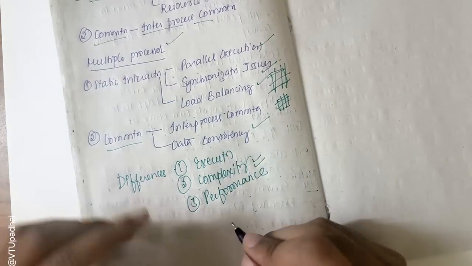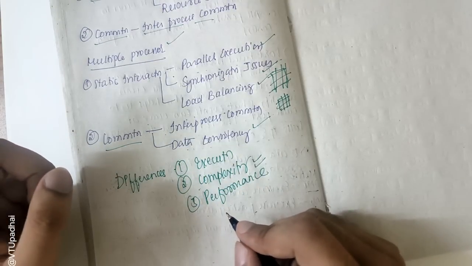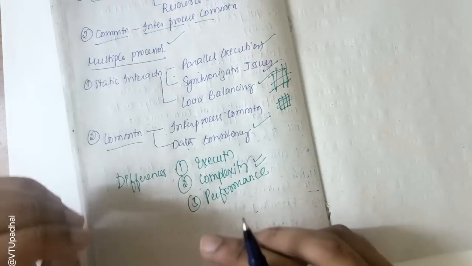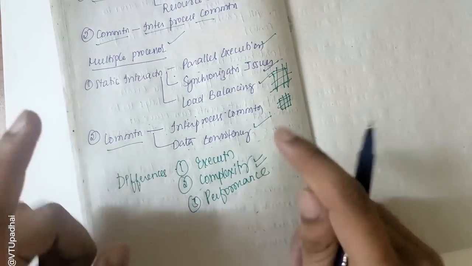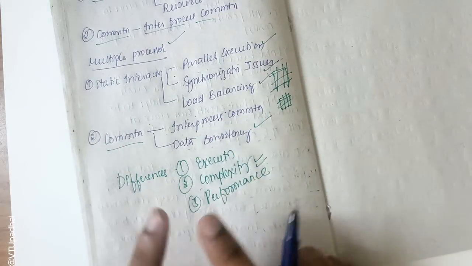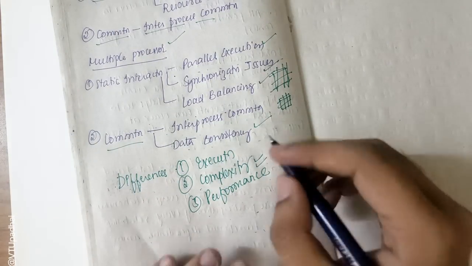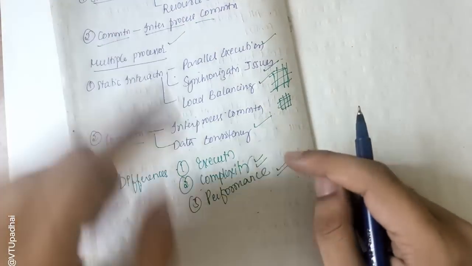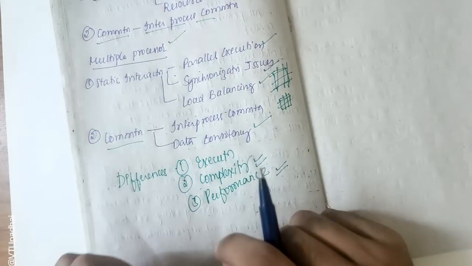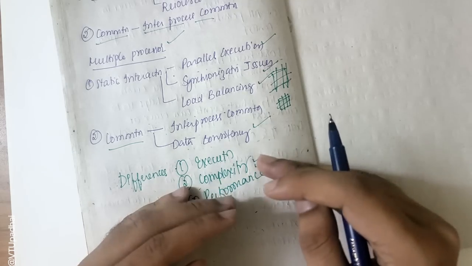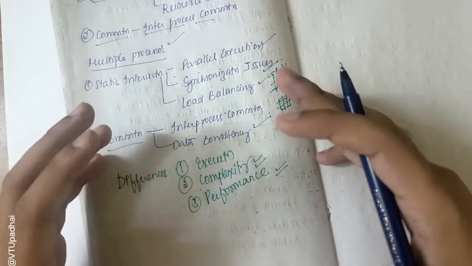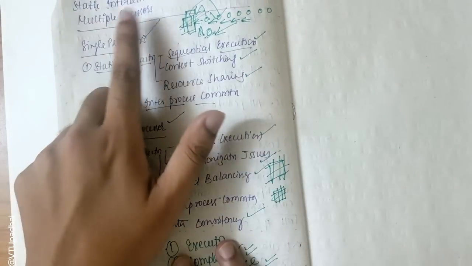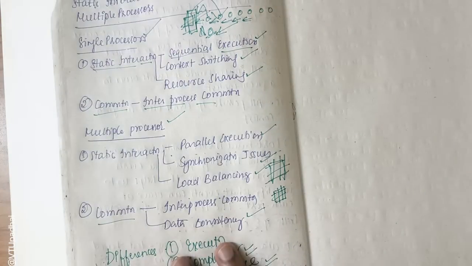Speaking of the complexity, single processors have simple complexity. They are simple interactions, easy to understand. But multiple processors are complex because parallel execution is happening and multiple resource sharing is happening, and all of that. Then we have performance. Single processors have limited performance, but multiple processors have high performance because tasks are completed quickly, resources are efficiently used, and all of that. So this was about the static interaction in single processor and multiple processors.